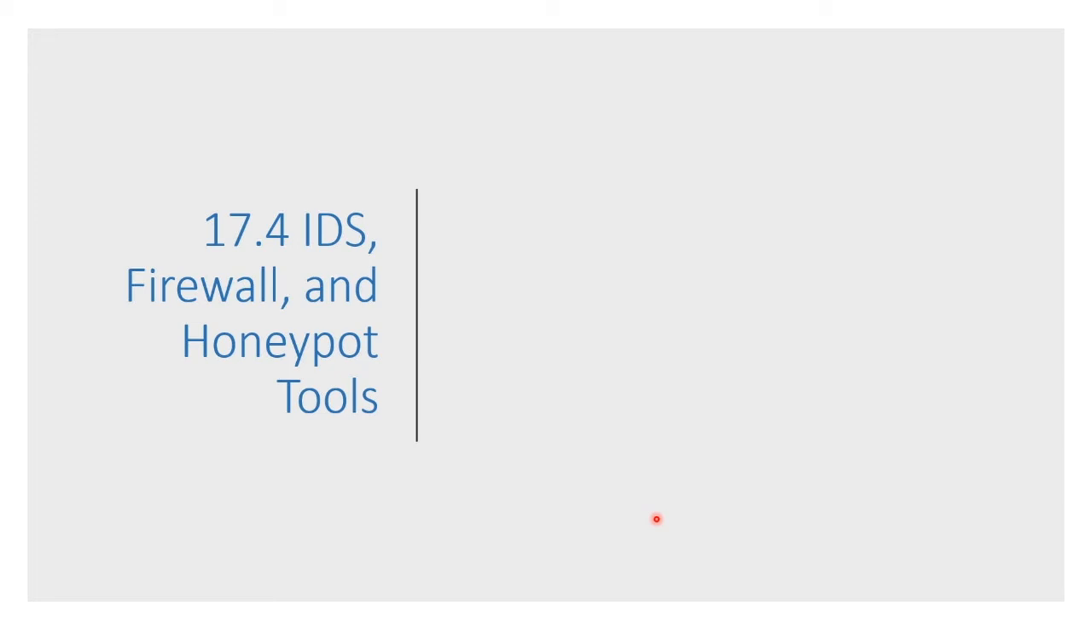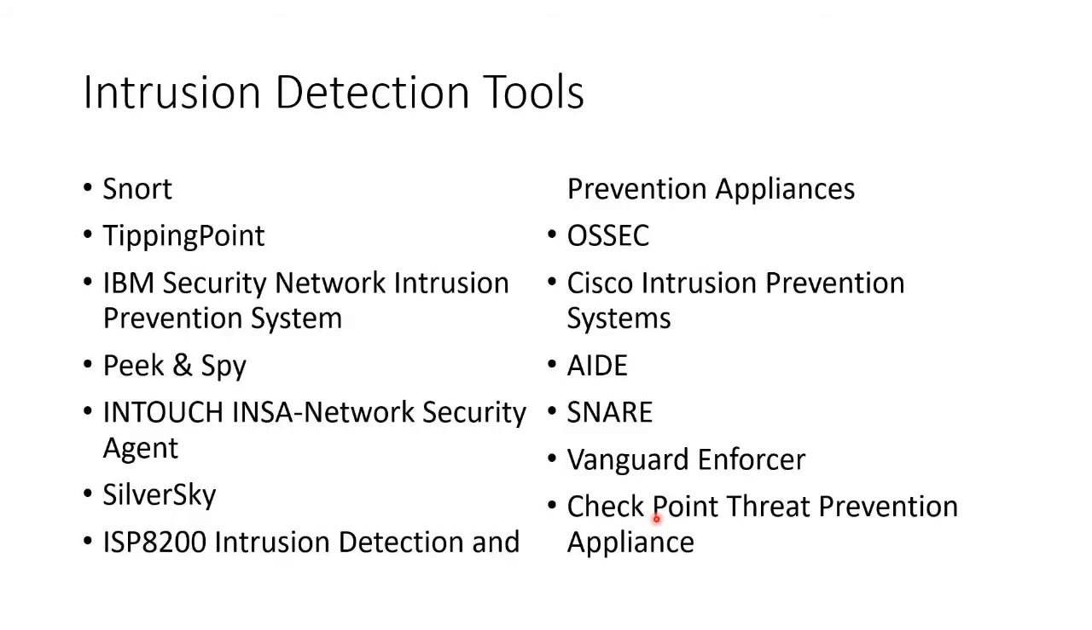Okay, the IDS, firewall and honeypot tools. Well, there are a bunch of intrusion detection tools. There's the good old open source Snort, where you can write your own signature files, and there are all sorts of others. IBM has some, Silver Sky, ISP 8200, OSEC. There are appliances. There's Cisco IPS, which of course is very good. There's Checkpoint appliances, Vanguard, loads and loads of different intrusion detection tools.